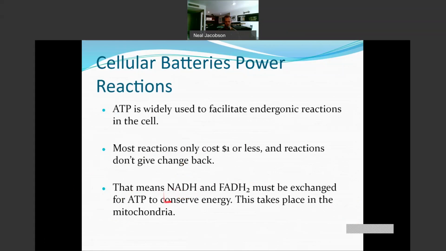So that's why we can use NADH and FADH2 to capture large amounts of energy as we're breaking molecules down and transferring their energy into these batteries. We can use them to capture a lot of energy, but we need to convert that energy that they've captured into $1 bills, or into ATP. This exchange is going to take place in the mitochondria.